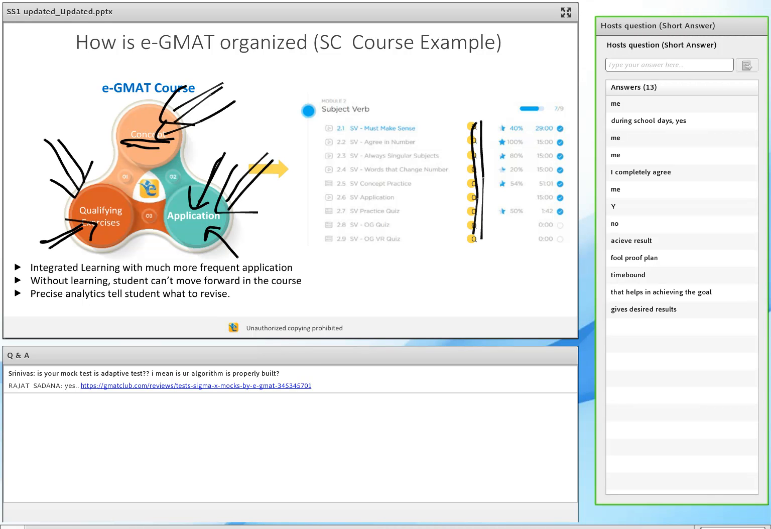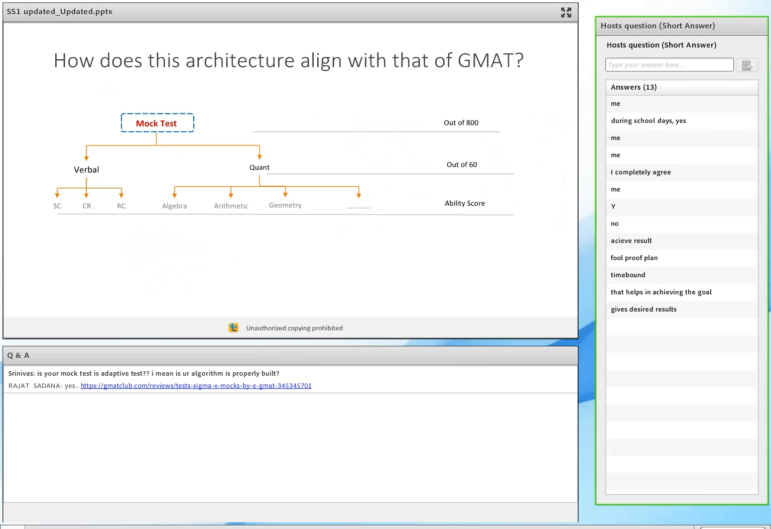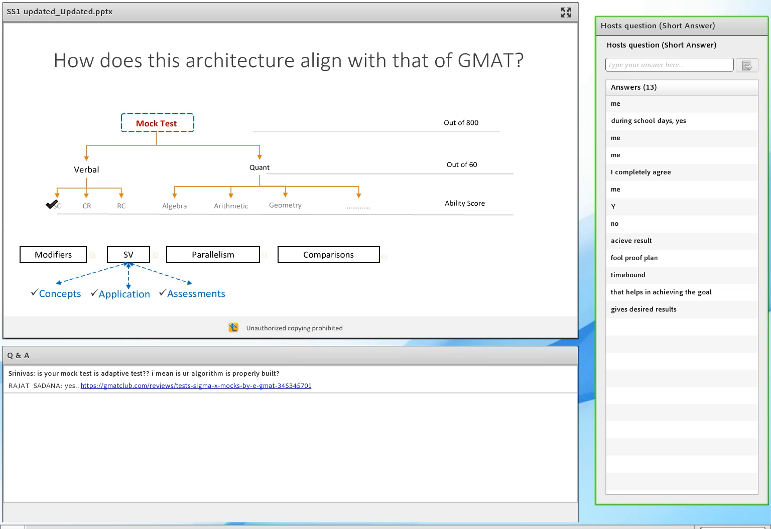And the whole intent with this was that we align this with the architecture of GMAT, not just at this level over here, but also at the level of modifiers, subject verb, parallelism, and so on and so forth, so that if you do well at these levels, you'll do well at subject verb. If you do well at subject verb, modifiers, parallelism, and comparison, you will do well at SC. And the same architecture is across CR, across RC. And if you do this, you're going to do well over here and do well over here. It was designed to be trackable completely.